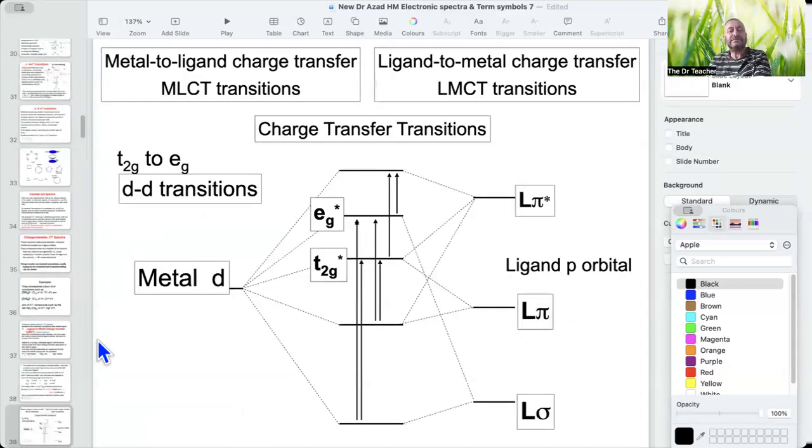And here what we're talking about is the t2g to eg d-d transition. You remember the color? This is responsible for the color. When a single electron moves from t2g to eg, it will show the color. So we have here metal to ligand charge transfer, MLCT, metal to ligand. From where? From the t2g.